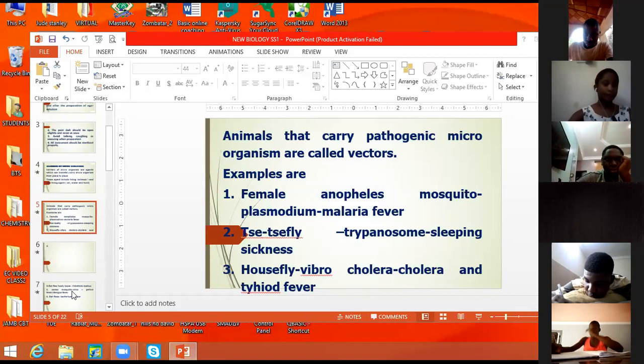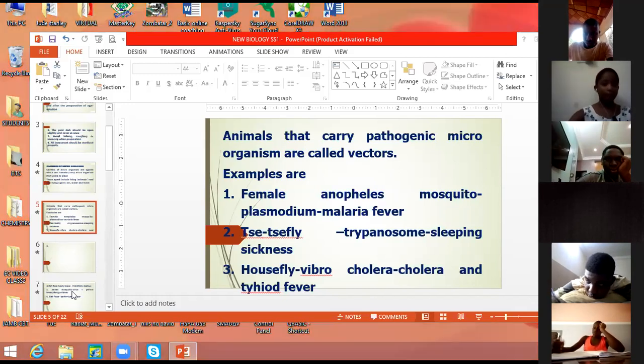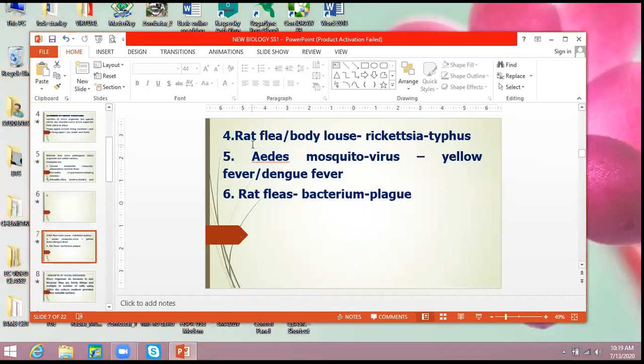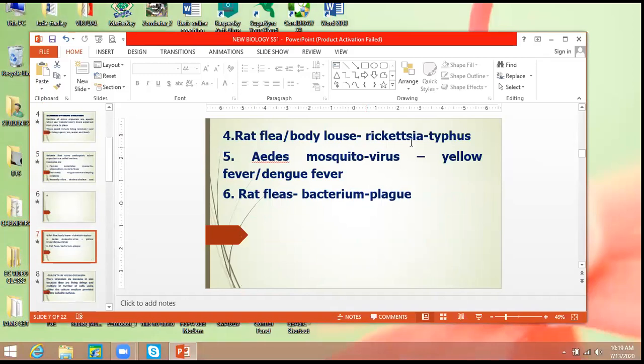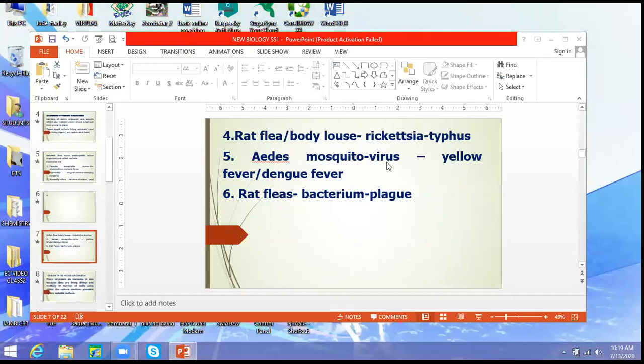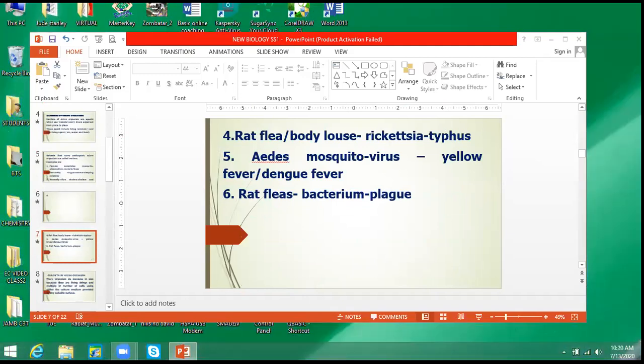Now, the next ones, number 4 and 5. You have rat flea or body louse. The causative organism is Rickettsia, and it causes typhus. Then the next one is Aedes. Aedes mosquito can pick a virus, and then it causes yellow fever or dengue fever. Then number 6 is rat fleas. The causative organism is a bacterium, and the disease that is spread is plague.